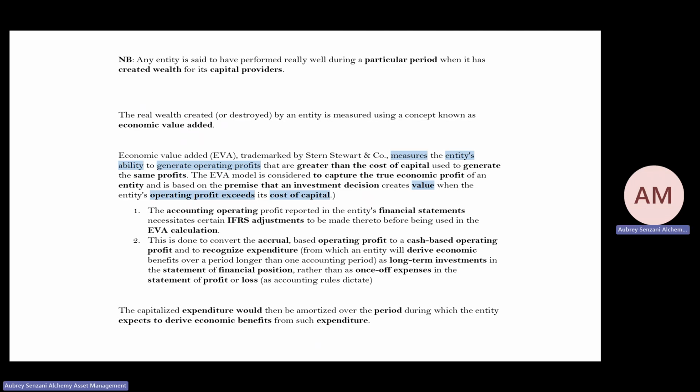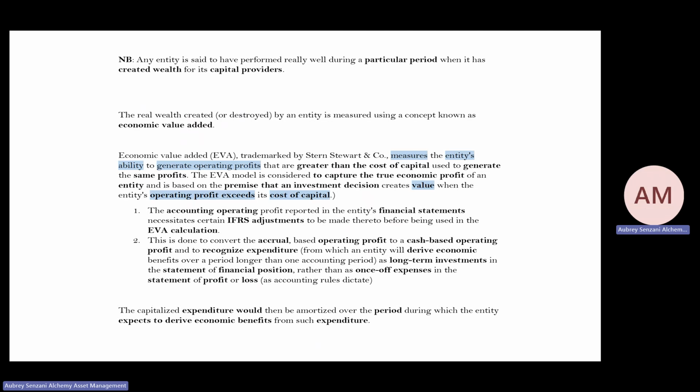Now, accounting operating profit reported in the entity's financial statement necessitates certain IFRS adjustments before being used in the EVA calculation. So there are certain things that we need to adjust from our regular accounting financial statements before we can use the profits in the EVA calculation. That's what we're saying there.